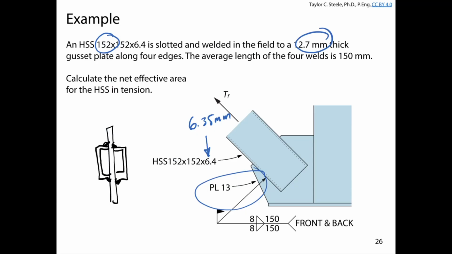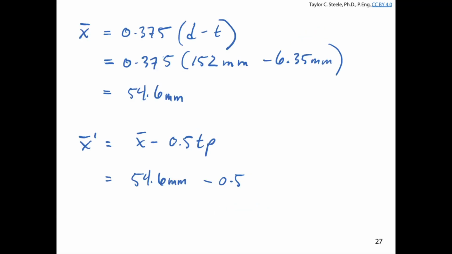So there is not really any such thing as 13 millimeter plate in Canada. We use half inch plate, and anybody who's doing the fabrication would know that it's a half inch. So we're not going to use 13, we're going to use 12.7 millimeters. And if we do that, we get an X bar prime value of 48.3 millimeters. Okay? Does anyone have any questions about that calculation before we continue?